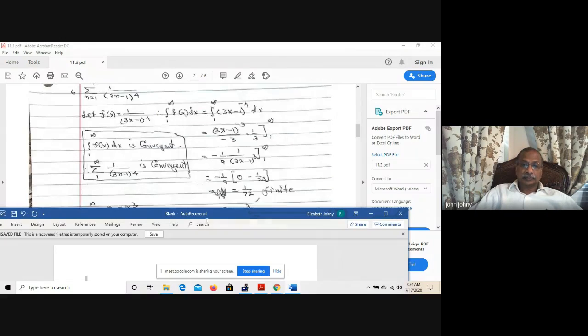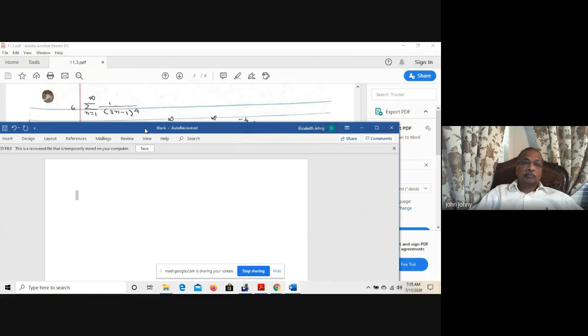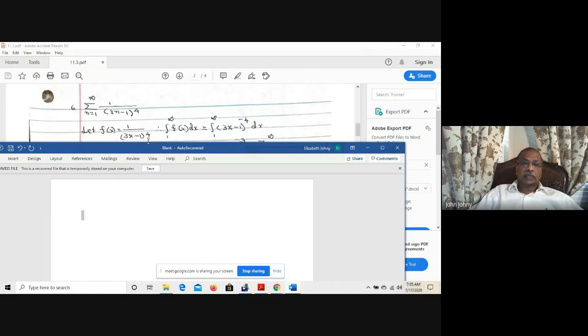Number 6. The sum from n equals 1 to infinity of 1 over (3n minus 1) to the power of 4. Therefore, f(x) is equal to 1 over (3x minus 1) to the power of 4, because you replace n by x. Therefore, the integral from 1 to infinity of f(x) dx is the integral from 1 to infinity of (3x minus 1) to the negative 4, because 1 over (3x minus 1) to the 4 means (3x minus 1) to the power of negative 4.